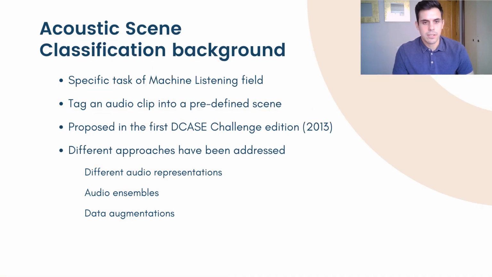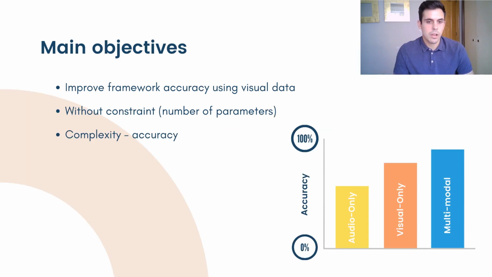Acoustic classification is understood as a specific task within the field of machine listening. The ultimate goal of the acoustic classification task is the labeling of an audio, usually of a duration of 10 seconds, in a predefined scene. This task has attracted a lot of interest from the community, and many solutions have been proposed over the years. For example, different two-dimensional audio representations, different ensemble techniques, or data augmentations.